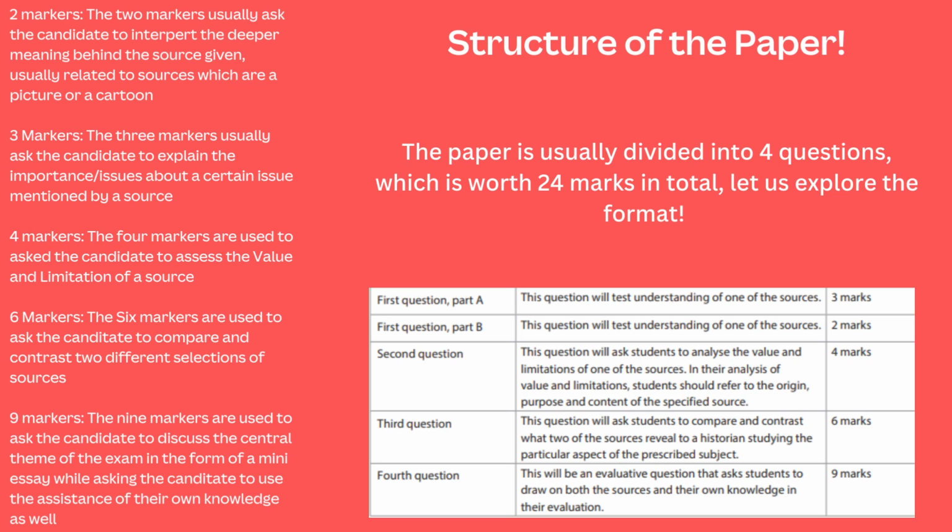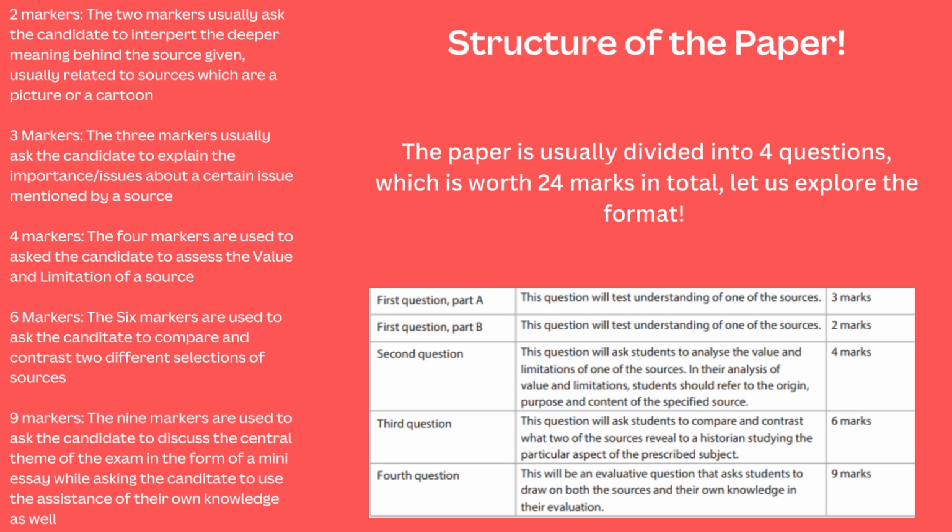The two marker usually asks you to interpret the meaning behind the source given. It's usually in relation to a source with either a picture or a cartoon. For example, I could get a cartoon of a samurai and a dragon fighting, and I'll be asked to symbolize what characters these countries represent and their relationship in the picture and so on.